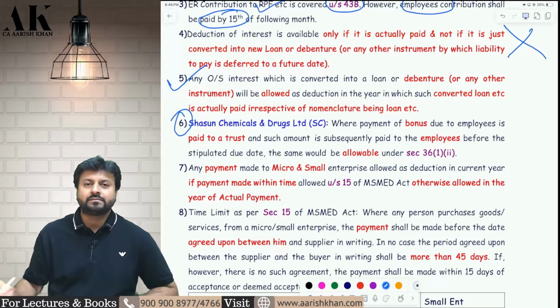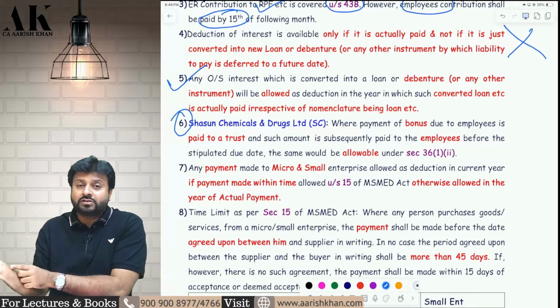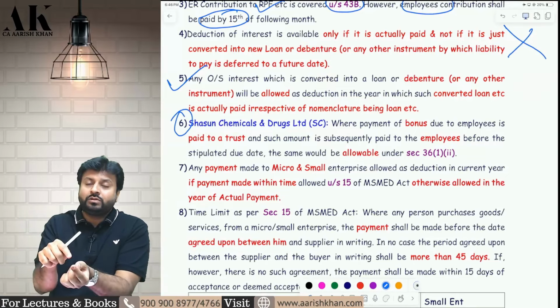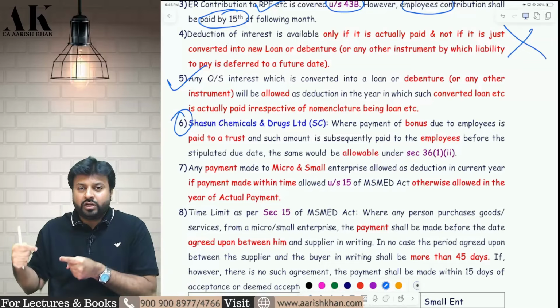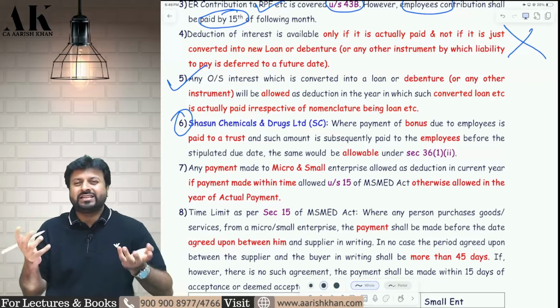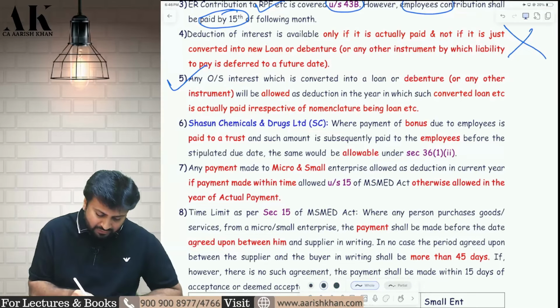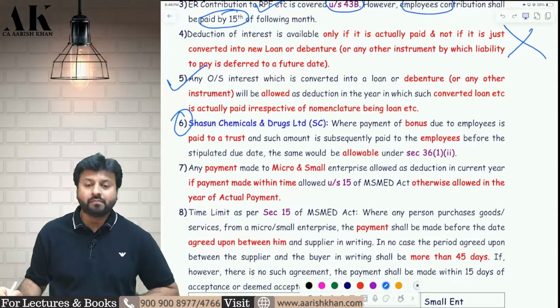The answer is yes. The assessing officer was saying, no, because you have transferred the money first to a trust and then you are making the payment to the employee, I will not allow you. It is nothing like that. You have done everything before the due date of filing of return, therefore it should be allowed. Whether it is directly paid or indirectly paid through a trust, it doesn't matter under the income tax law. Okay, this is what the Supreme Court has to say. They have already asked this particular question in May 2024.